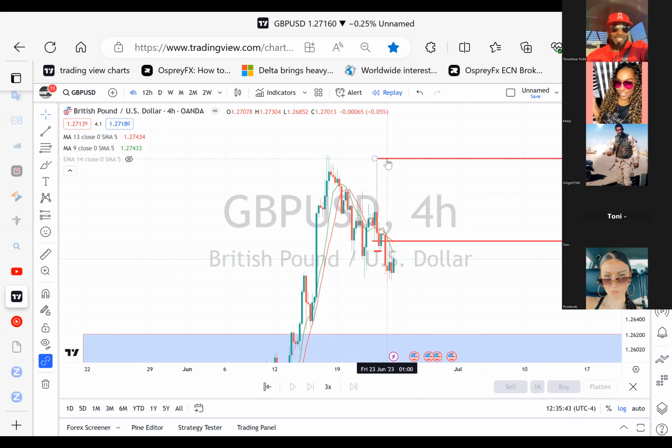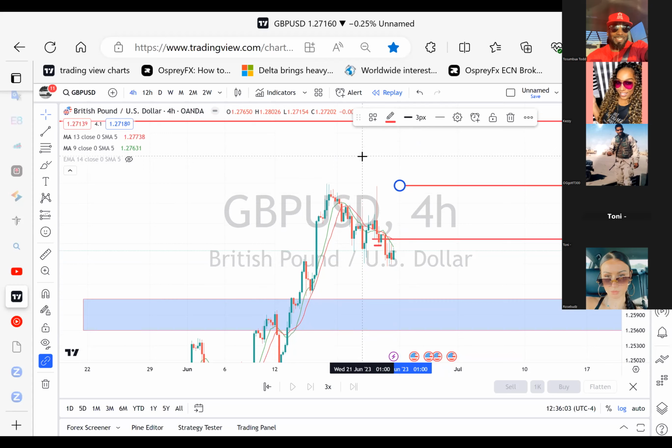But here's the problem with this thing. It didn't grab the liquidity. Yeah, you're right. It didn't. It made relative equal highs, which is basically a target. So we're going to at least grab liquidity from the tops of this.